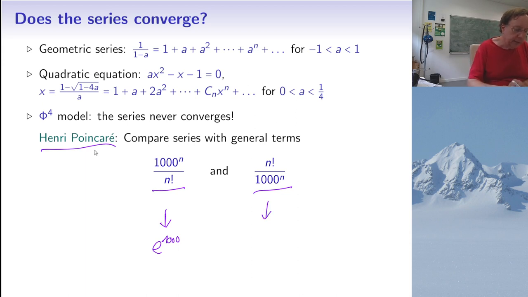While the other series here does not converge, because the n factorial in the numerator grows faster than the 1000 to the n. However, the first 1,000 terms will get smaller and smaller. It means that for practical purposes, if we are able to show that the remainder does not grow too quickly, this is actually useful. So I can truncate my series and obtain some useful information.